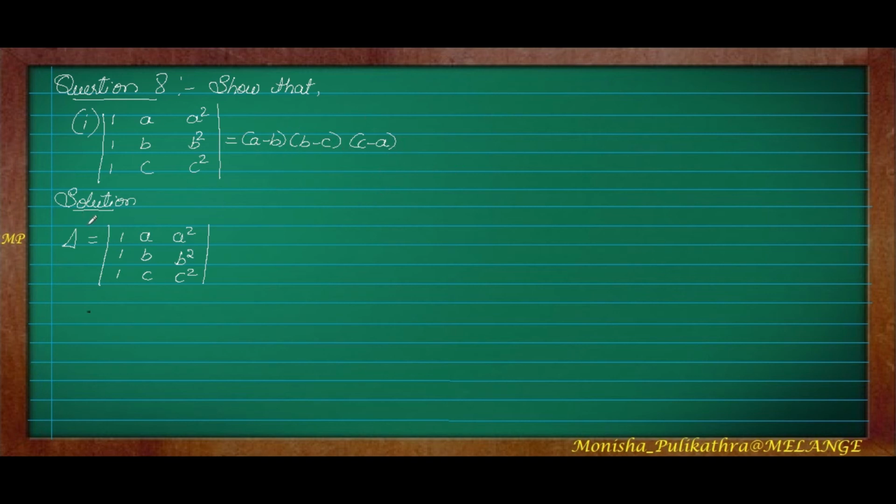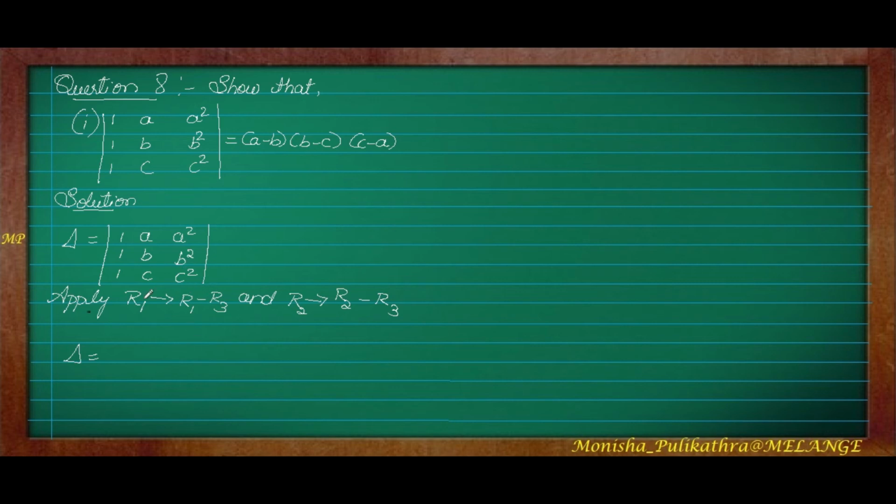So first, I have written the determinant here, the question. I will be applying R1, the first row I will change into R1 minus R3, and the second row also I will change into R2 minus R3. So these are the first things I will be doing here. Okay, so only R1 and R2 will change.